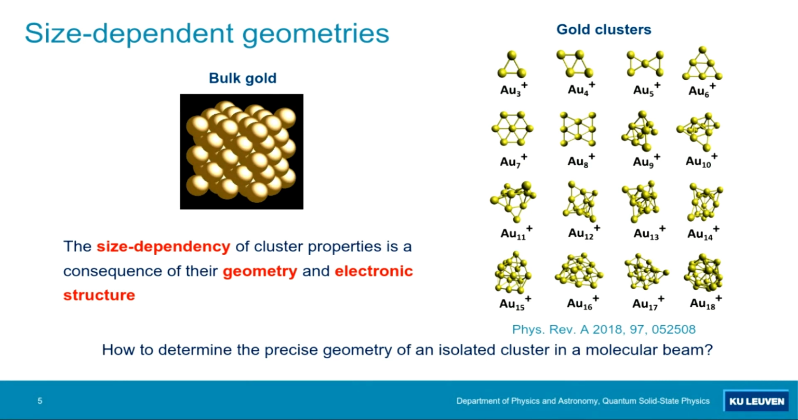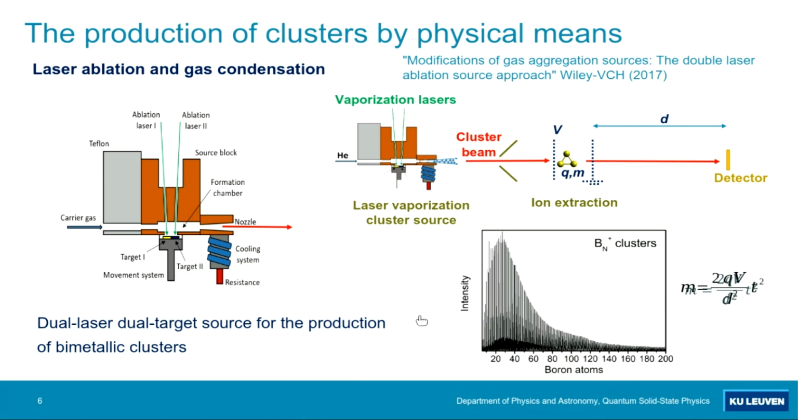So the way we do it, first we have to produce the clusters. I will not go into too much detail here, but we use a technique called laser ablation. Essentially, we have a solid target of the material we want to use, let's say a piece of gold, a really microscopic piece of gold, and then we excite this gold with a laser. And this laser has so much energy that it will ablate, will release atoms from this surface. And then we want those atoms to condense into these particles.